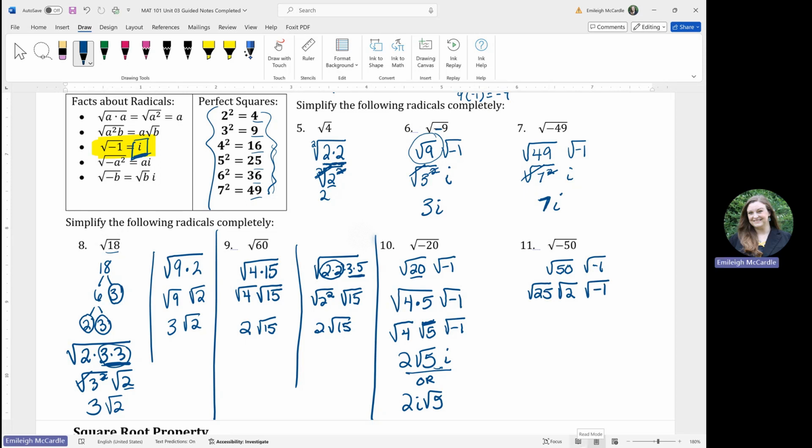Now we can simplify what we can. So square root of 25 is 5, square root of 2 is going to stay square root of 2, and the square root of negative 1 is i. Or we can write it as 5i square root of 2. Honestly, this is what I prefer, but it really doesn't matter. Mathematically, these two things are the same.